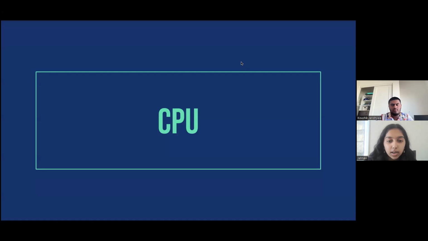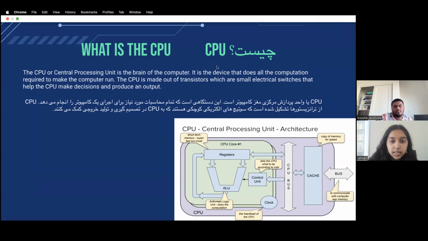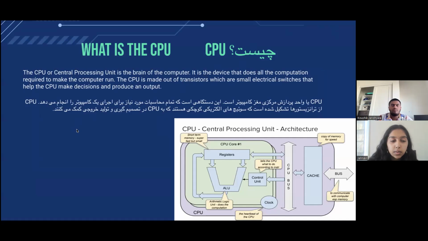Now we're going to cover our CPU. The CPU, or central processing unit, is the brain of the computer. It is the device that does all computation required to make the computer run. The CPU is made out of transistors, which are small electrical switches that help the CPU make decisions and produce an output.